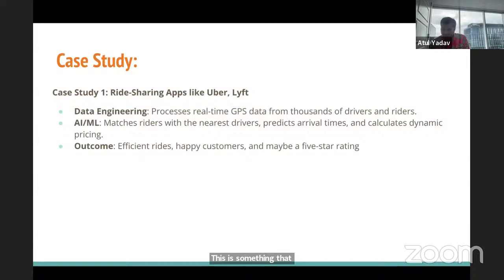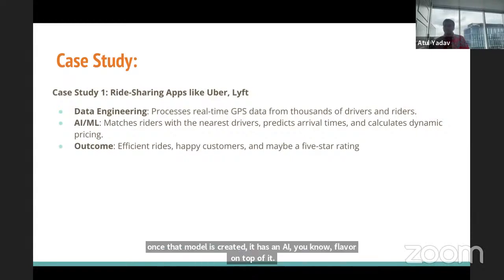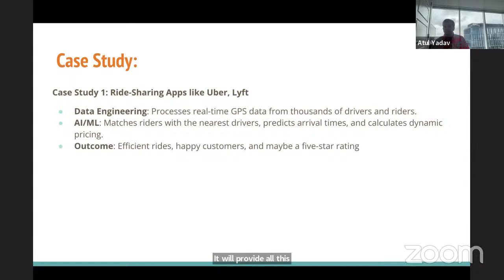And how would this model be developed? It will be developed by the features which data scientists will tell data engineers to extract, and then use that features data to train that particular model, okay. So once that model is created, it has an AI flavor on top of it. It will provide all these relevant results to the users who are going to book that particular ride, okay.